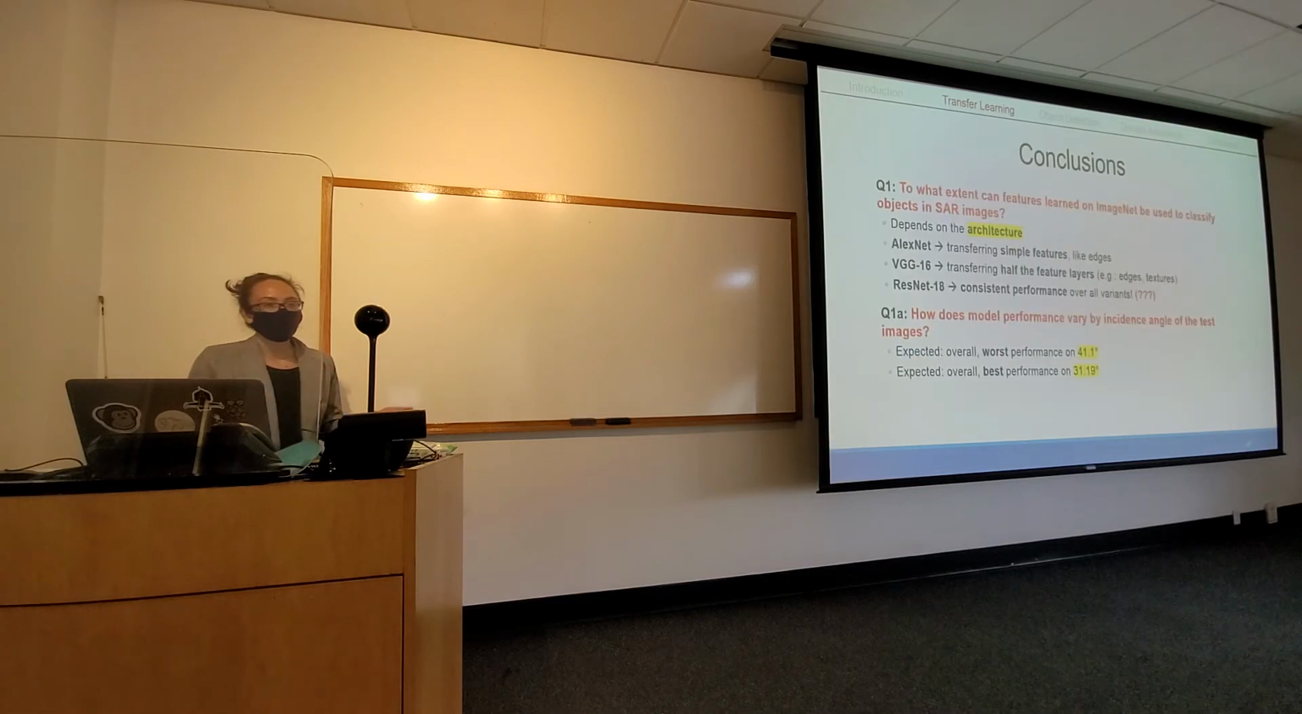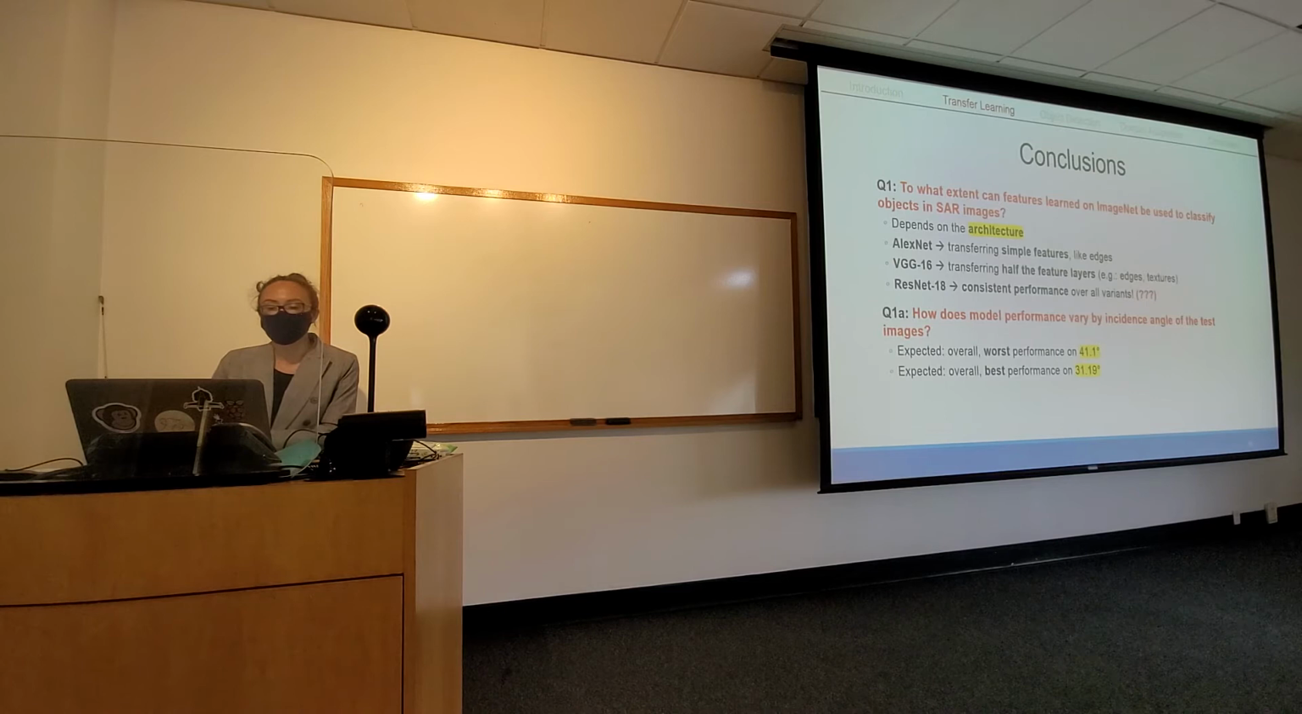So my conclusions from this work, from the transfer learning work, are that, first of all, if we want to use ImageNet to do transfer learning for the SAR classification, it depends on the architecture that we're using. So for AlexNet, it's sufficient to transfer simple features, so the top layers, like edges. Whereas for VGG16, we can transfer a few more. And then for ResNet, it's fairly consistent across all variants.